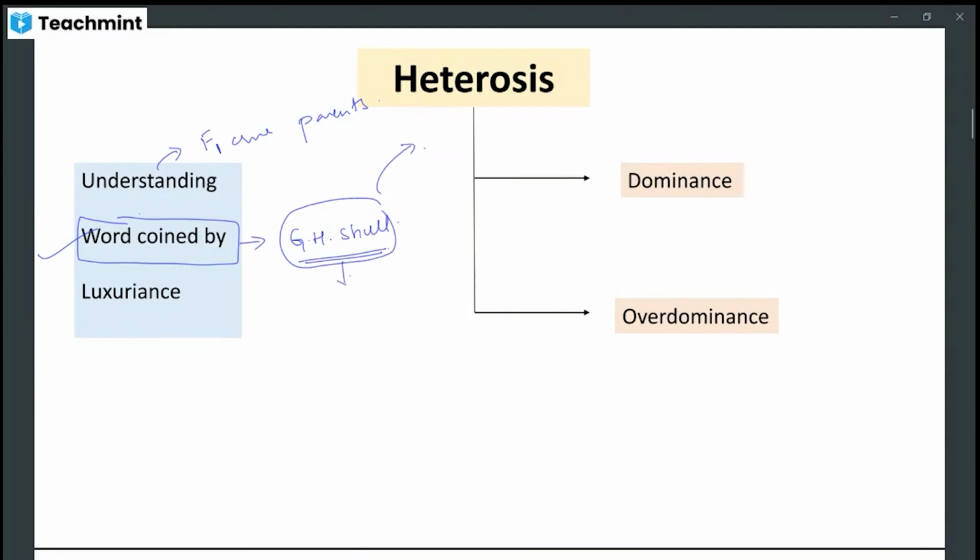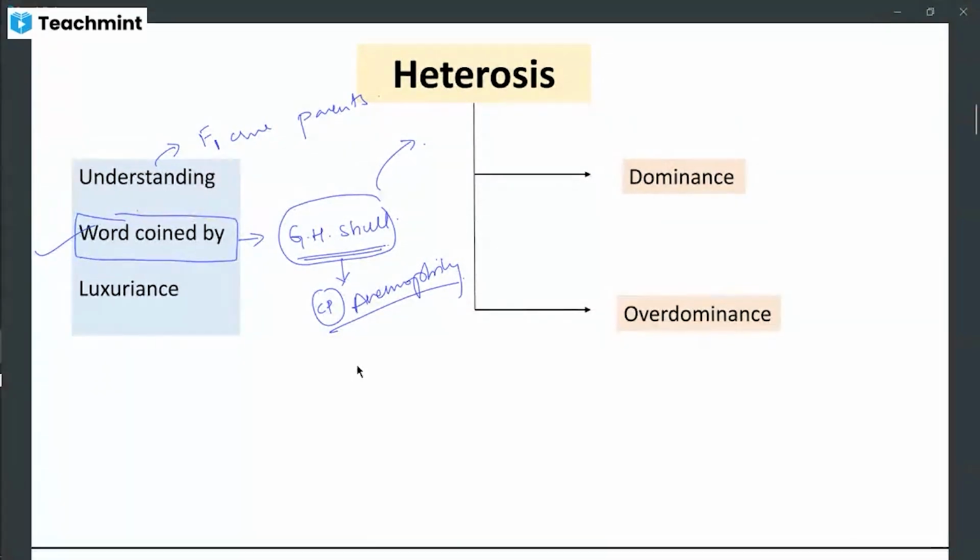He was working on a crop which is cross-pollinated, and it is also an example of anemophily. Can anyone name the crop on which Shull was working? It shows anemophily, and it also has geitonogamy type of pollination. Maize. Yeah, so Shull was working on maize, and he gave the term heterosis.